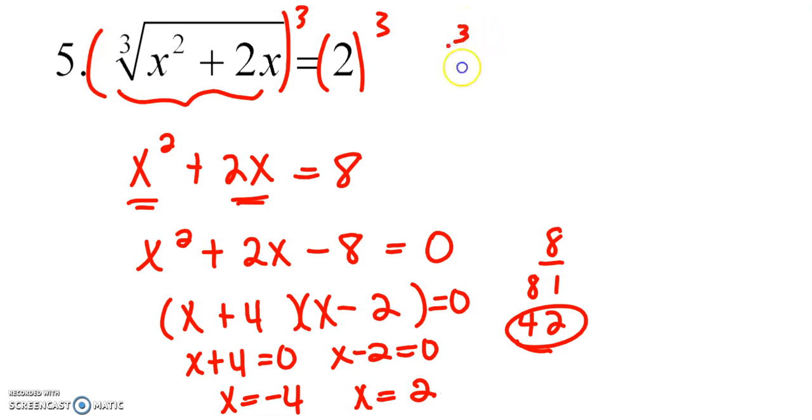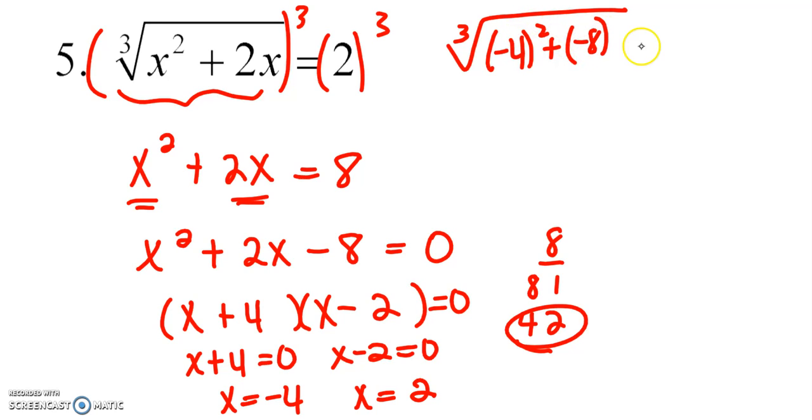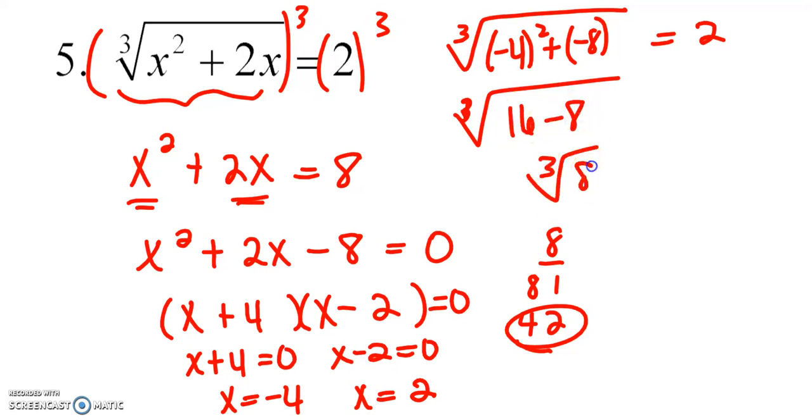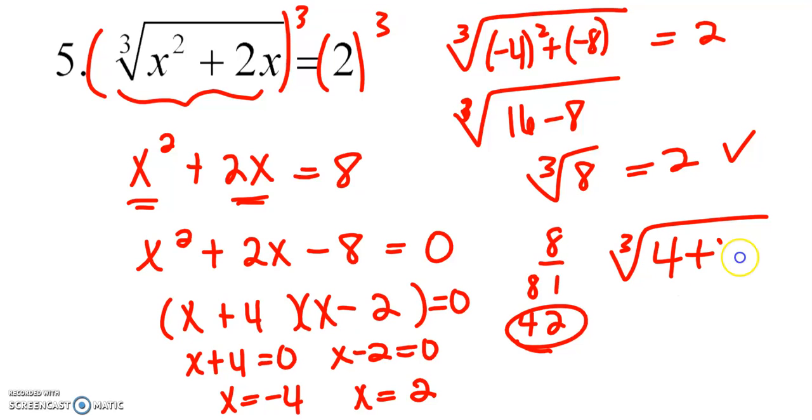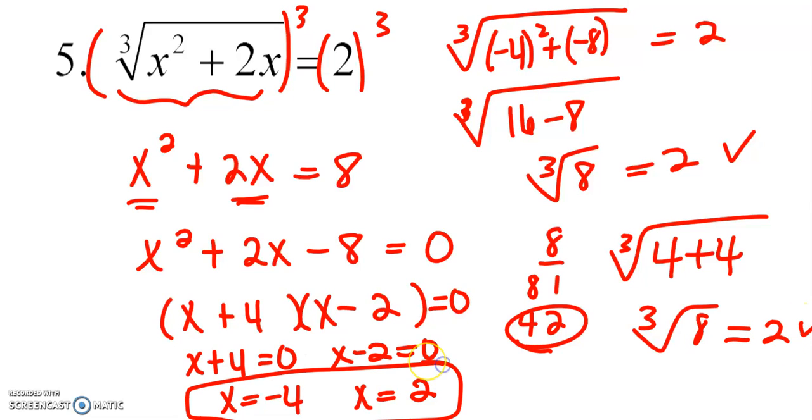And so if I take the cube root of negative 4 squared plus negative 8, because negative 4 times 2, does that equal 2? Well, that's going to give me the cube root of 16 minus 8, which is the cube root of 8. So that does check. And then the last one is putting in a 2, which is going to give me the 4 plus 4. So the cube root of 8 is 2. So both check. Both happen to be solutions in this problem.